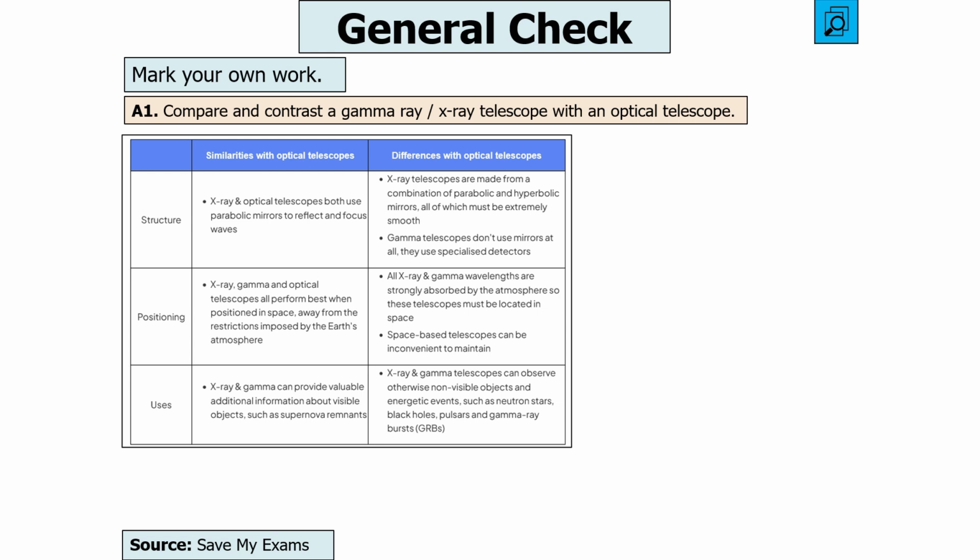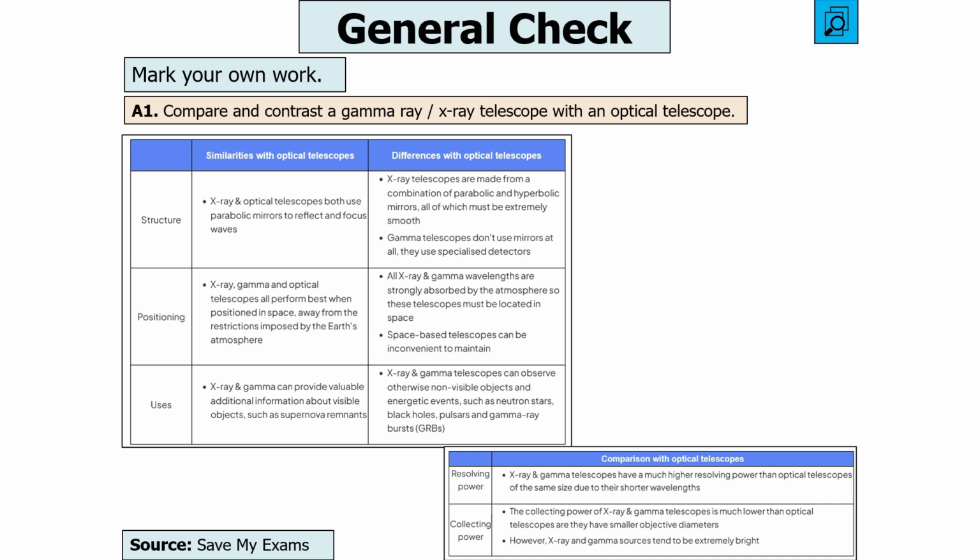In terms of uses, X-rays and gamma rays can provide additional information about visible objects such as supernova remnants, and X-rays and gamma rays can observe non-visible objects and very energetic events such as neutron stars, black holes, pulsars and gamma ray bursts.